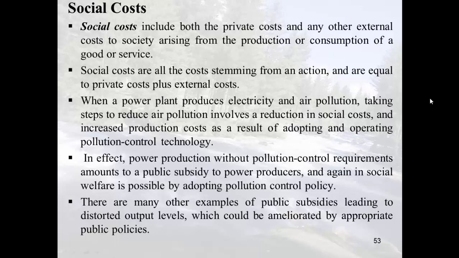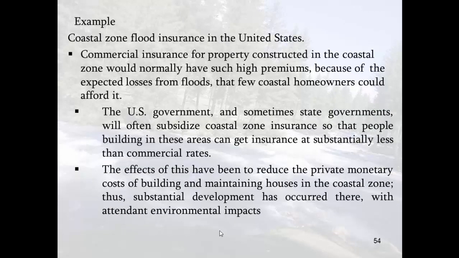In effect, power production without pollution control requirements amounts to a public subsidy to power producers, and a gain in social welfare is possible by adopting a pollution control policy. There are many other examples of public subsidies leading to distorted output levels, which could be ameliorated by appropriate public policies. Another example is coastal zone flood insurance in the United States. Commercial insurance for property constructed in the coastal zone would normally have such high premiums because of the expected loss from floods that coastal homeowners could not afford it.